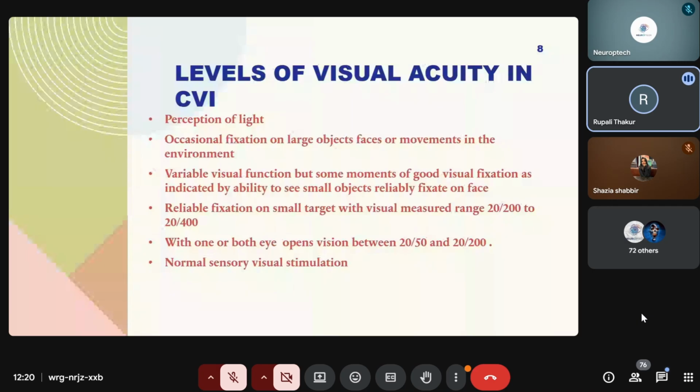Occasional fixation on large objects, faces, or movement in the environment. So suppose you are examining a child and you show them a small object, they are not going to give you a strong preference for the object. When you show them a large and bright object, they may respond, because red and bright objects everybody can perceive because of the higher wavelength and some element of physics also. So if the child is able to recognize it, you can mention that the child is not able to look at the small object, but is able to recognize the large object. Then you can mention accordingly.